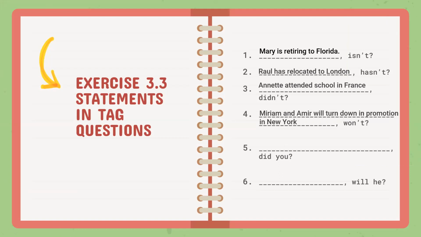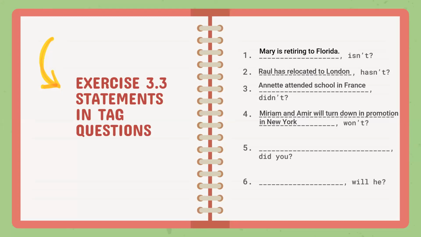Number 1, the answer is Mary is retiring to Florida, isn't she? And the second one, with the keywords Raul, relocate, London. So the answer is Raul has relocated to London, hasn't he? Number 3, with the keywords Annette attends school, France. And the answer is Annette attended school in France, didn't she?